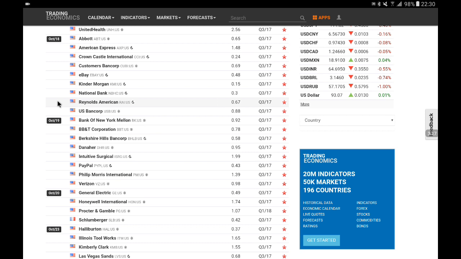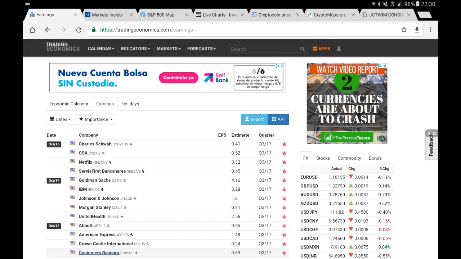Next on Thursday, we're going to have Bank of America Mellon, BB&T Corporation, Berkshire Hills Bancorp, Danaher, Intuitive Surgical, PayPal, Philip Morris International, Verizon. And on Friday, we're going to have GE, General Electric, Honeywell International, Procter & Gamble, and back in France, we're going to have Schlumberger. Okay, so that's it for earnings during this next trading week.